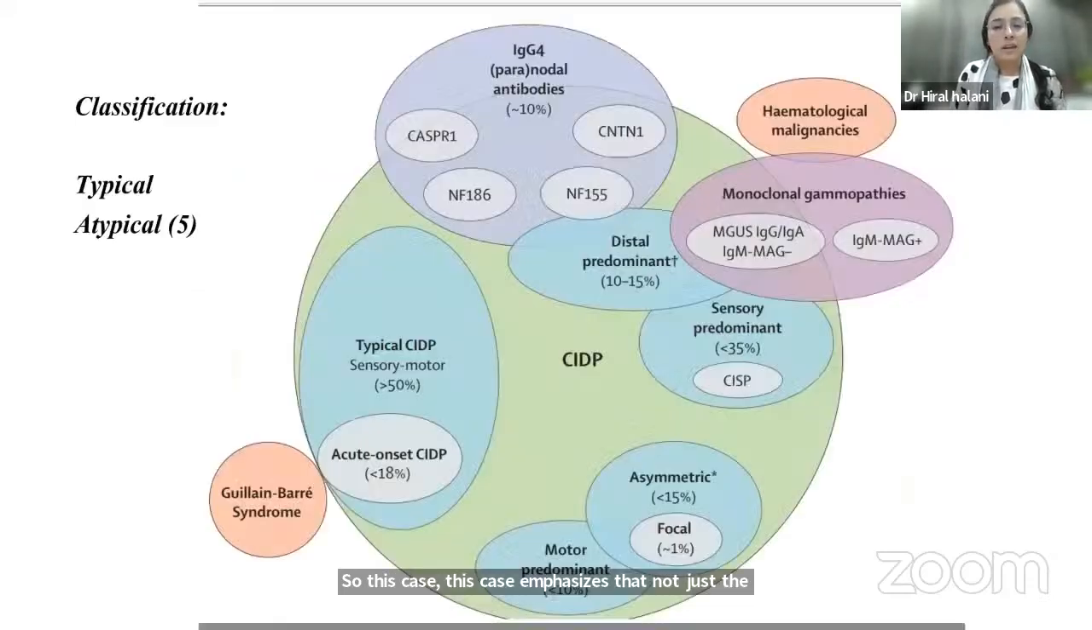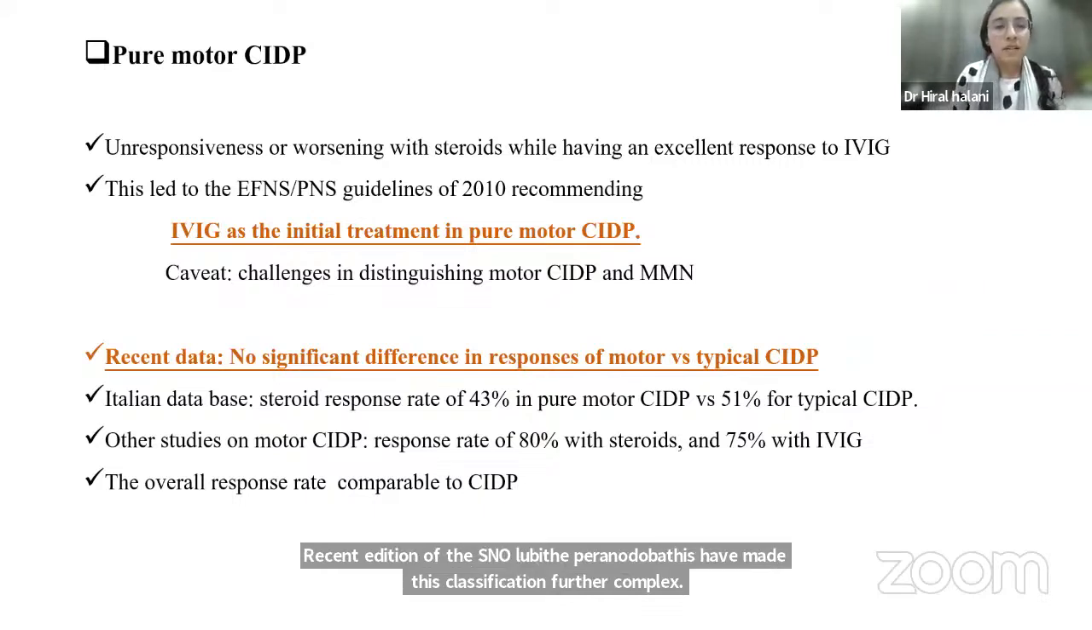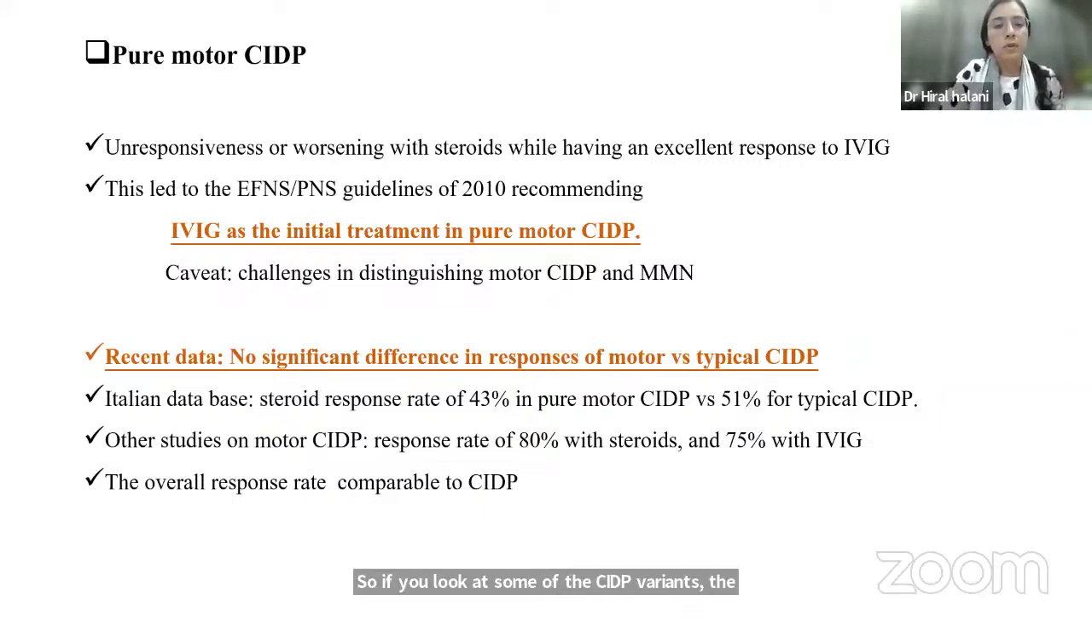to guide the therapy. Now we know that there are many CIDP variants, and the recent addition of nodopathies and paranodopathies has made this classification further complex. So if we look at some of the CIDP variants, the pure motor or motor predominant variant, just like our case that we saw.